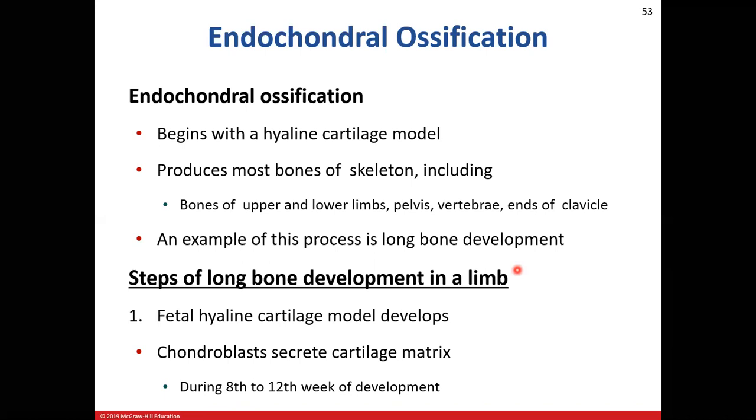So when we look at the steps of long bone development in a limb, we again really start with this hyaline cartilage model within the fetal tissue. Our chondroblasts secrete the cartilage matrix, again, starting around that 8th to 12th week of development.